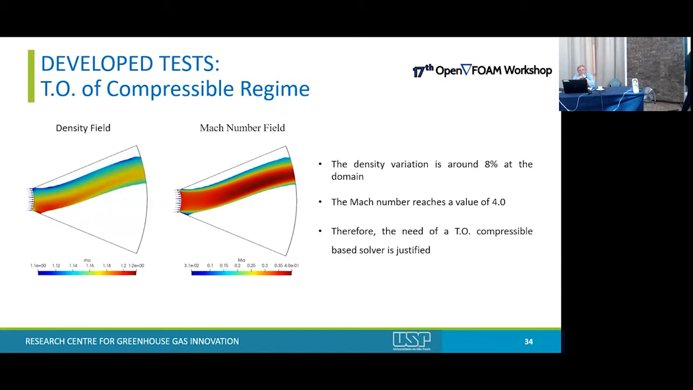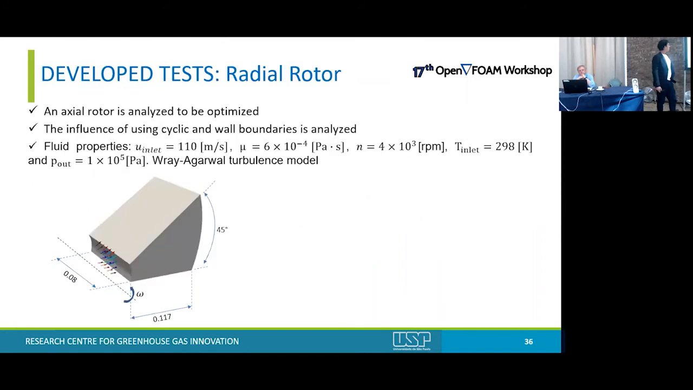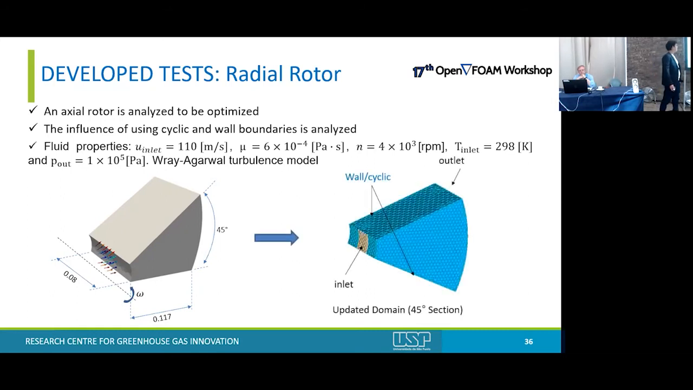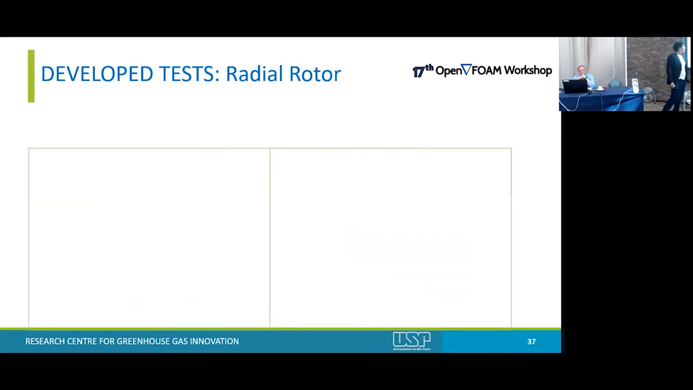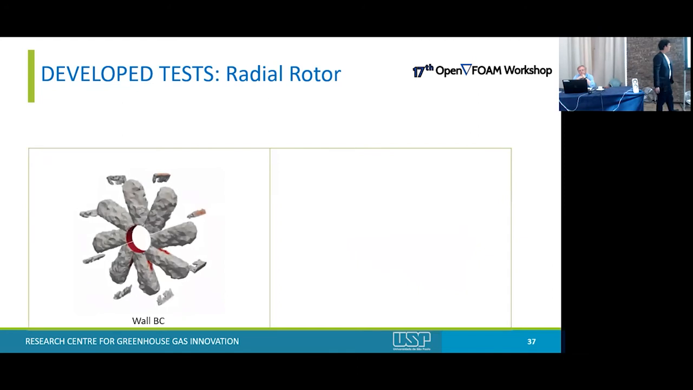So finally, I will show you a 3D example, a radial rotor. We extended the domain from the initial one that I showed you previously, and we check here the influence of the boundary conditions.